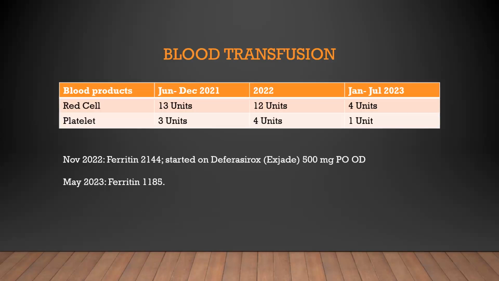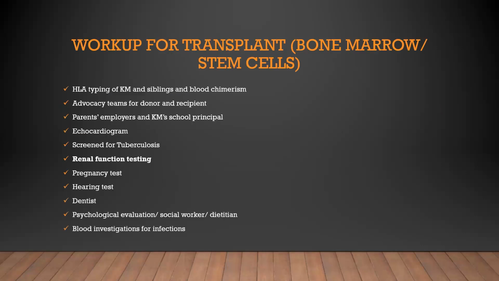This is a slide of just the number of transfusions received by Miss KM before her transplant. So as you can see, she had received almost 30 units of red cells and 8 units of platelets in a 2-year period. She was started on deferasirox, the oral iron chelator, which has helped towards reducing her ferritin level. The discussion about having a date on which the transplant would happen started at the beginning of July.